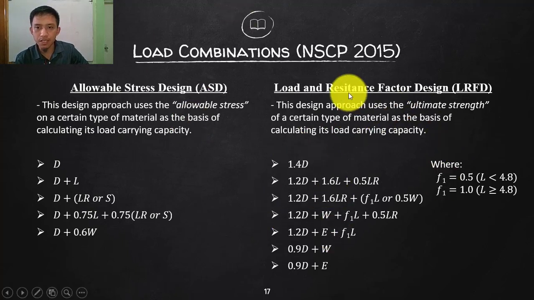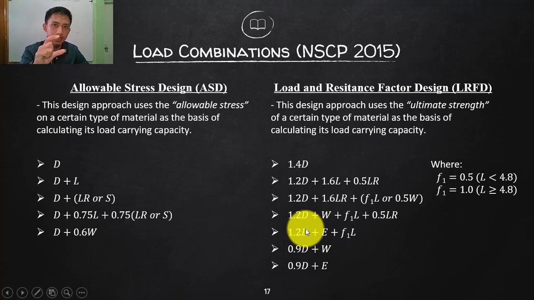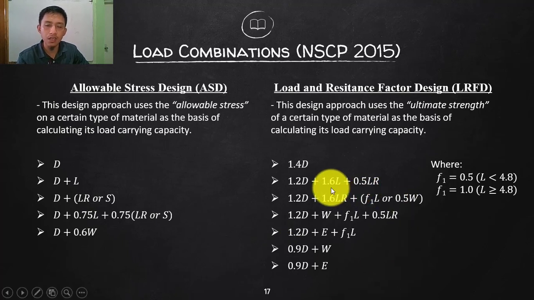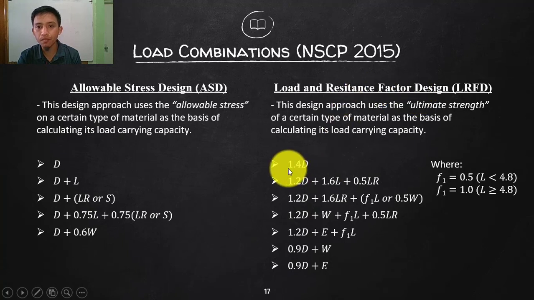In LRFD, again, as I've said, the factor of safety is applied on the loading. So as you can see, the dead loads here are multiplied by 1.4 and 1.2. It means we exceeded the supposed dead load by 40% and by 20%. And in here, 1.6, or that is 160% of the live load. So we applied the factor of safety on the load. We magnified the load as an allowance for the actual scenario. So these are the load combinations by LRFD.